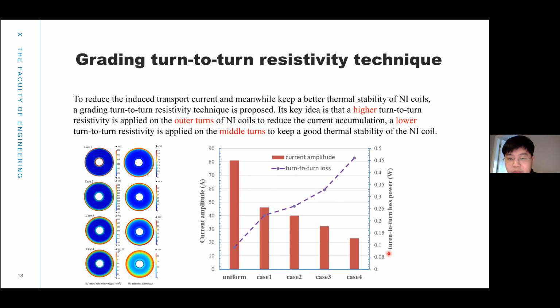From this figure, we can find that for different turn-to-turn resistivity, if we want to reduce the current amplitude, then the turn-to-turn loss will increase. In future study, we can find an optimized solution between the current amplitude and the turn-to-turn loss. If the current amplitude is reasonable and the turn-to-turn loss is reasonable, then this can be used in an HTS machine.